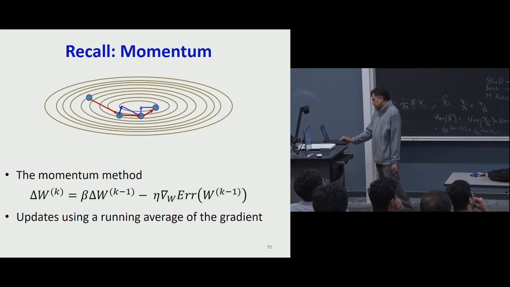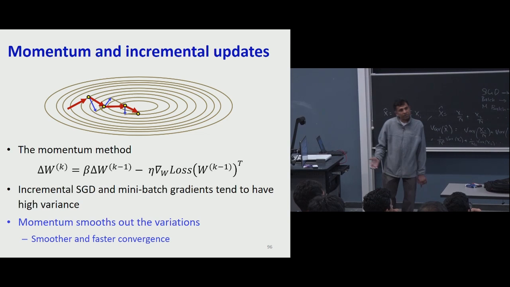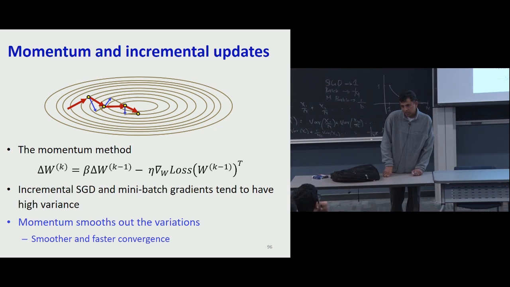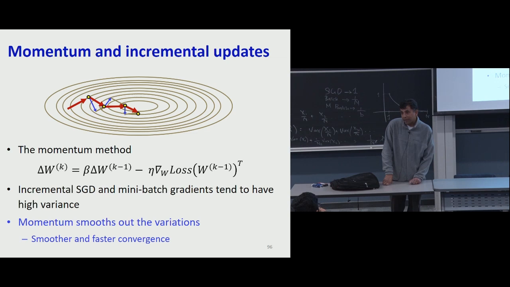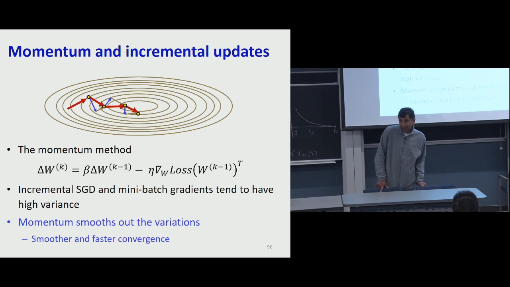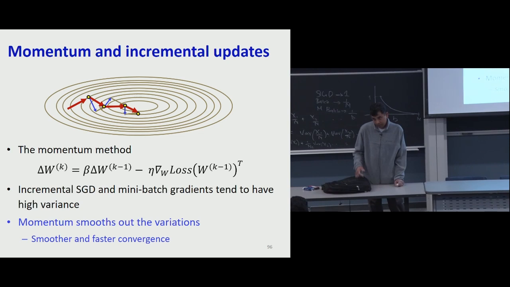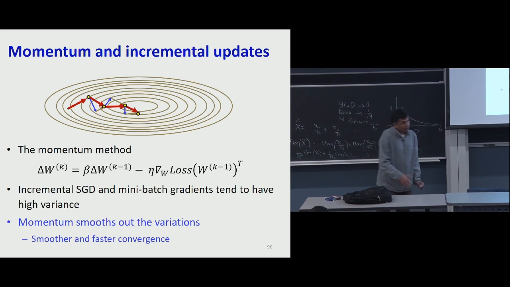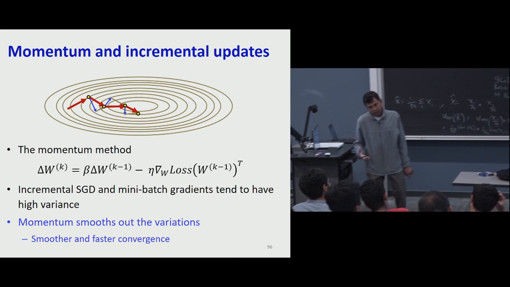So you can also use this with SGD. When you're using it with SGD, you're going to be making a lot more corrections. But the momentum method still works. It turns out using things like momentum is somewhat more important if you're doing SGD as opposed to batch, because the SGD and mini batch gradients tend to have higher variance. The losses have higher variance, the gradients have higher variance. Also because you're sampling the data, something that smooths out these variations is going to be important, right?